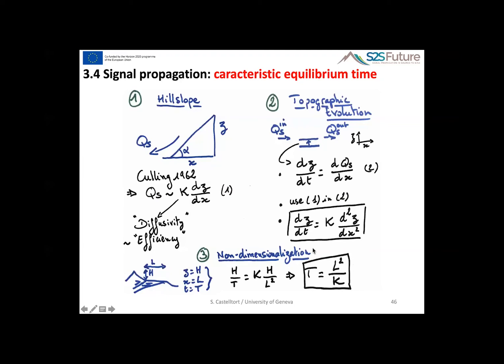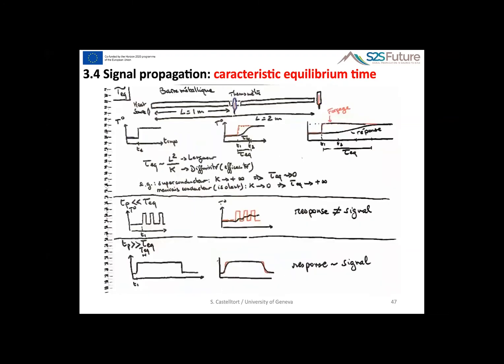And I think that's very interesting, and there are other ways we can find it. If we have time, I can show you how to find it. The dimension of K is meters squared per unit of time, because this is in meters squared. And so in a diffusive system, typically we will have a characteristic response time, an equilibrium time, proportional to L squared, the typical dimension of the domain squared, divided by diffusivity, the efficiency. And if I have time, I would like to give you more of a feeling for that with these drawings.